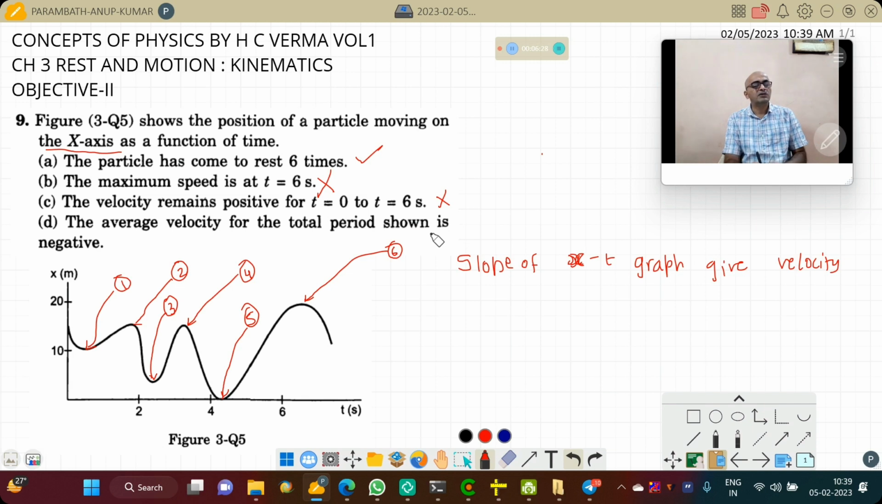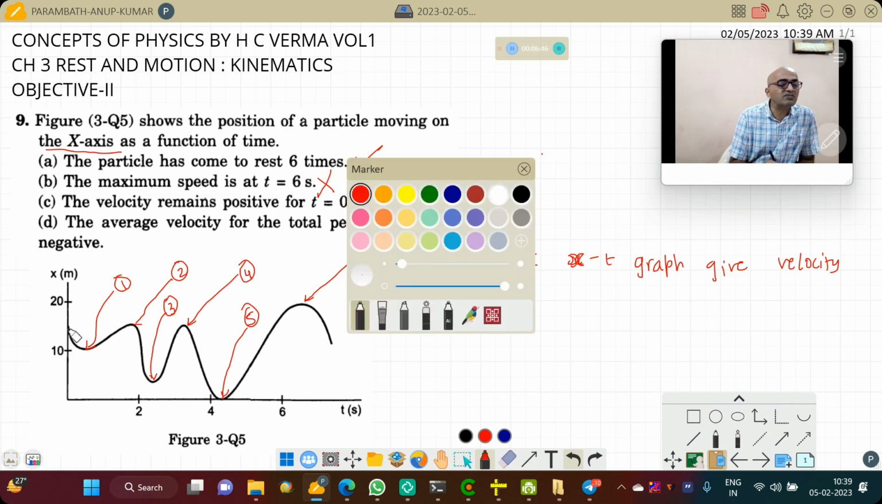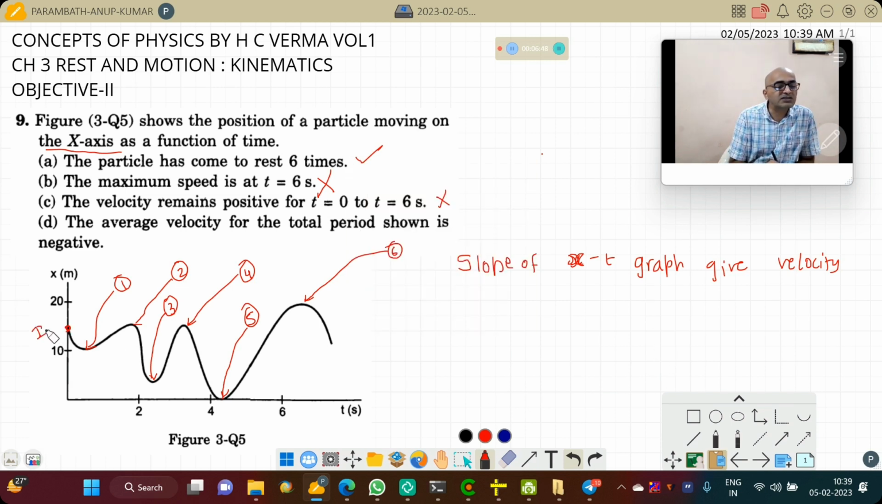Next, the statement: the average velocity for the total period shown is negative. How to determine average velocity? Average velocity is total displacement divided by total time taken. The initial position should be clear, and the final position should be clear, for finding the average velocity. So the initial position is somewhere here. This I can mark as the initial position, and the final position is somewhere here.